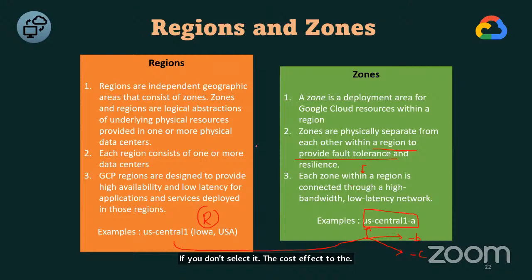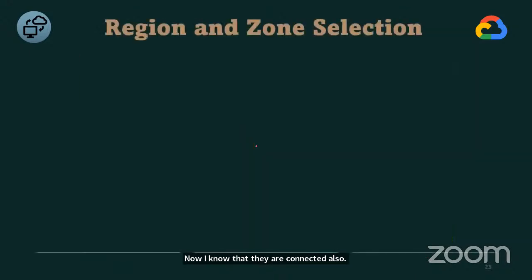But sir, now I know that these are locations, regions and zones. They have divided the locations into regions and zones, and I know that they are connected also. Now, sir, can you tell me what the selection criteria is? What is the best method to select the region or zone for my resources whenever I am trying to deploy an application or create some resource in the Google Cloud platform?